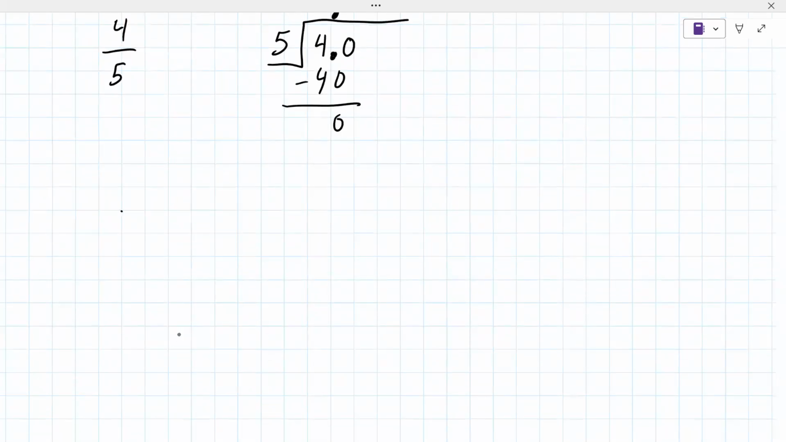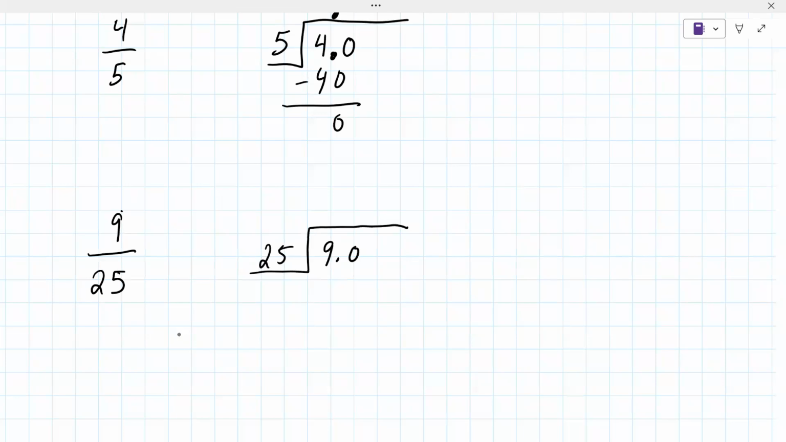How about 9 divided by 25? So this is going to be a little bit more difficult. 25 goes outside the house. 9 goes inside the house. Are you generally allowed to use a calculator in this class? Yeah. Okay, so you're welcome to grab a calculator and do like 25 times 1, 25 times 2, 25 times 3, and so on.